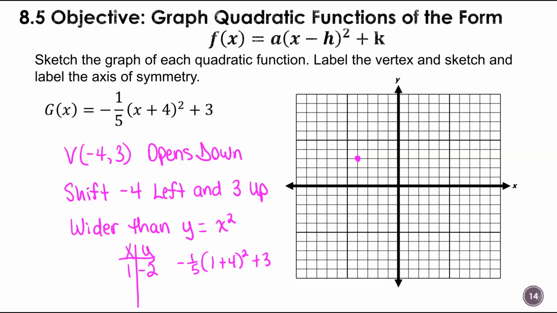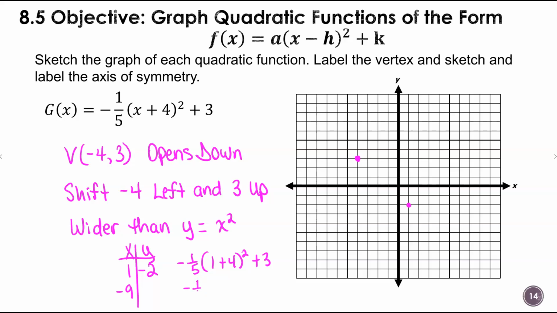And so notice that this point was 1, 2, 3, 4, 5 to the right of negative 2 (the vertex's x-value). So that must mean that if I go 1, 2, 3, 4, 5 to the left, I'm at negative 9, then I'm going to have my symmetric point.